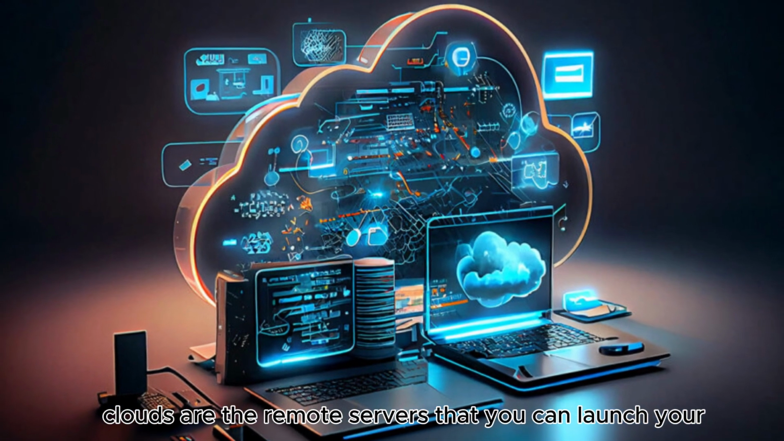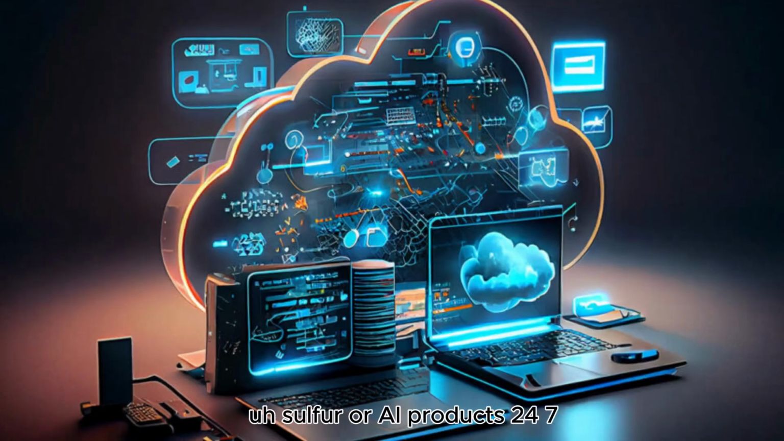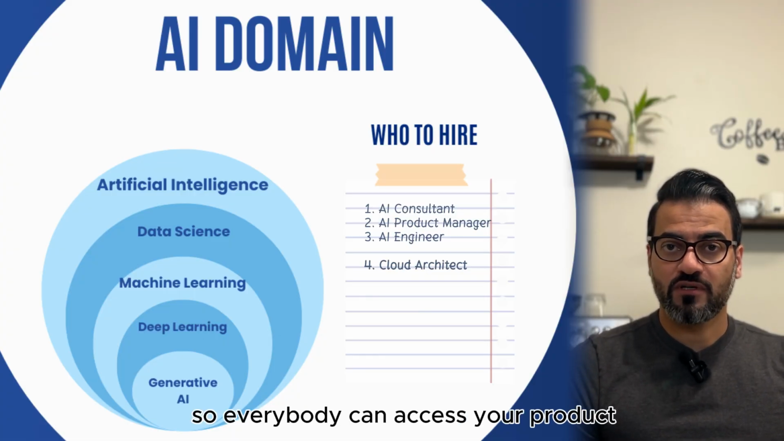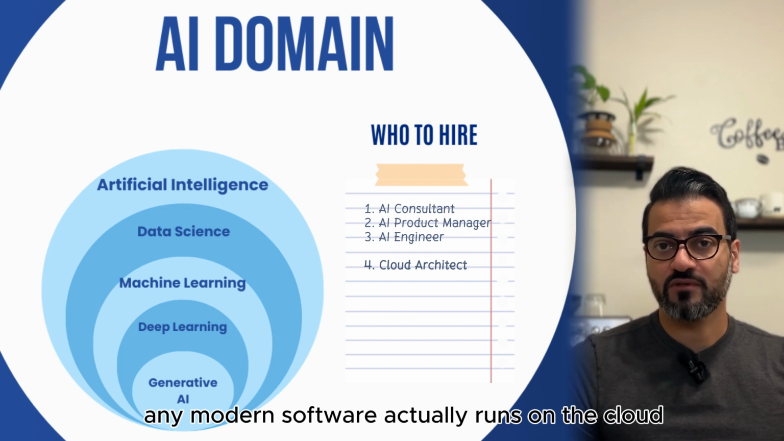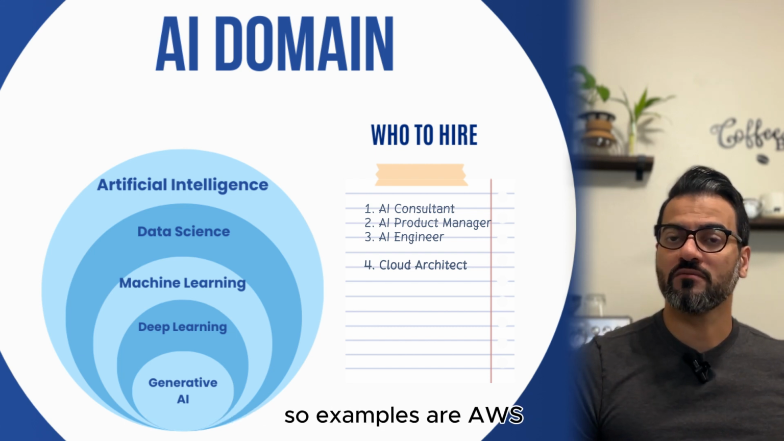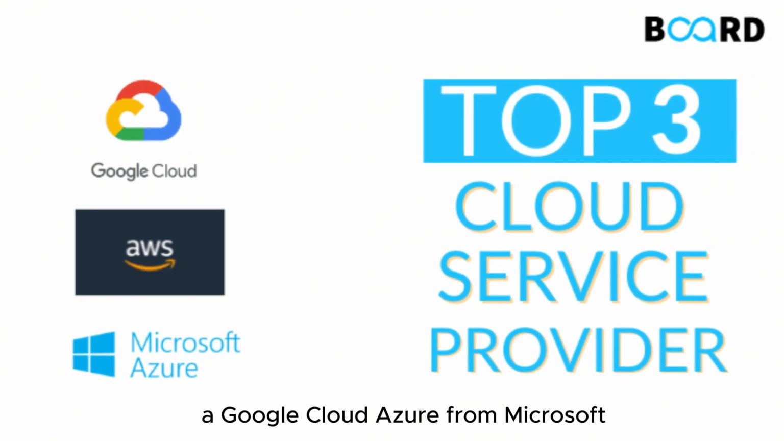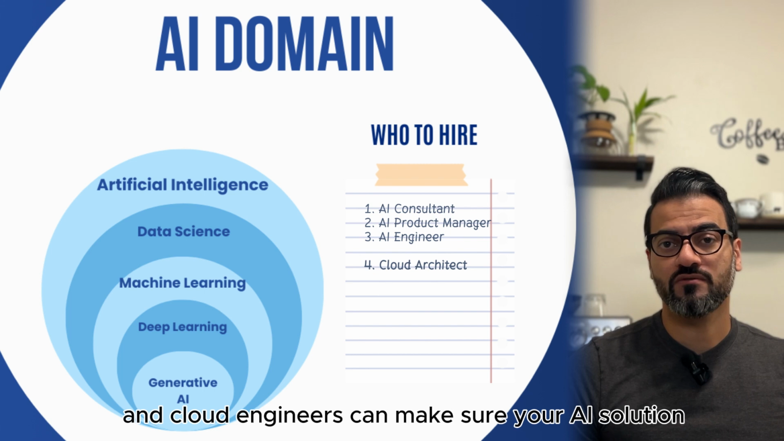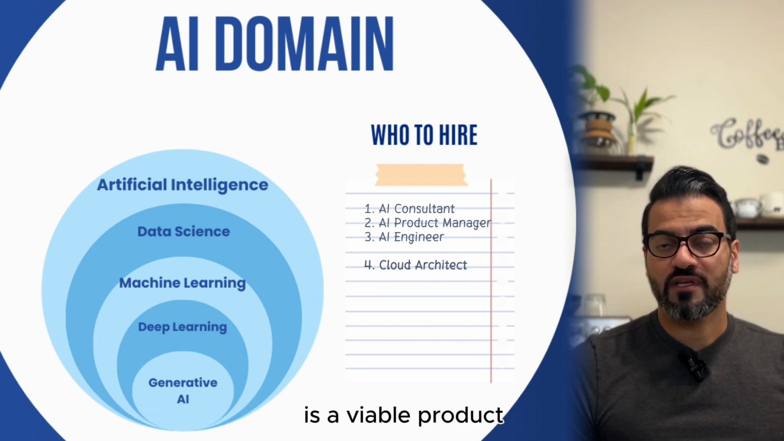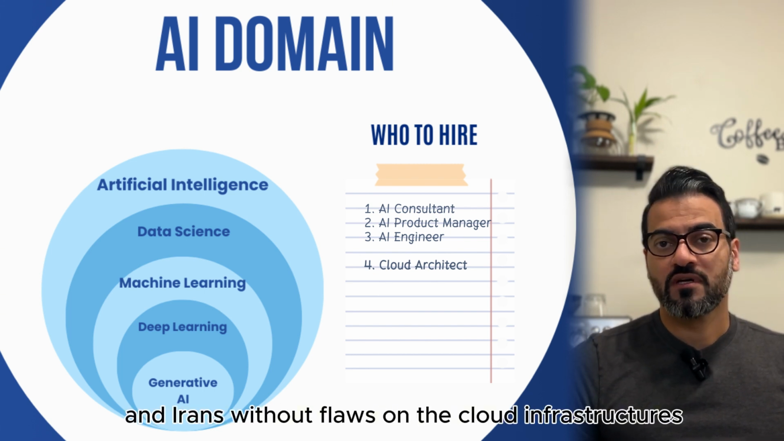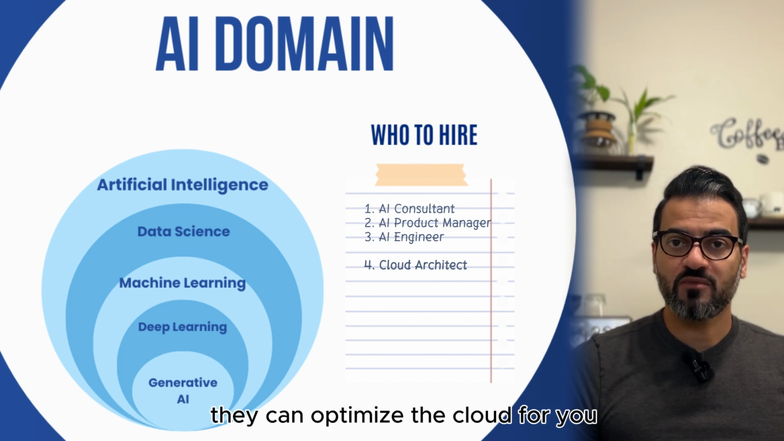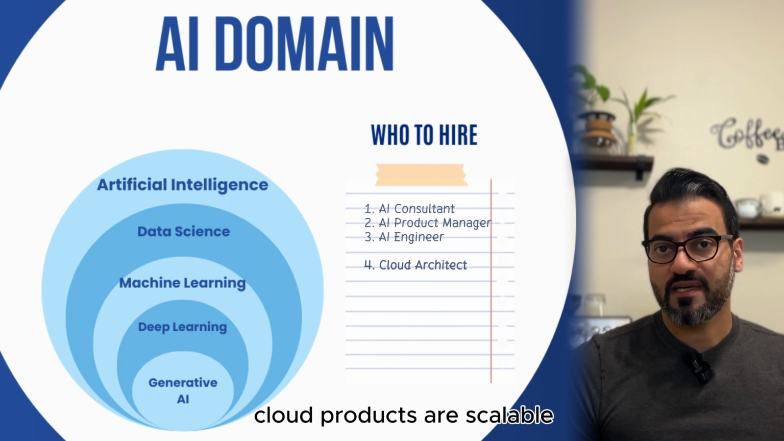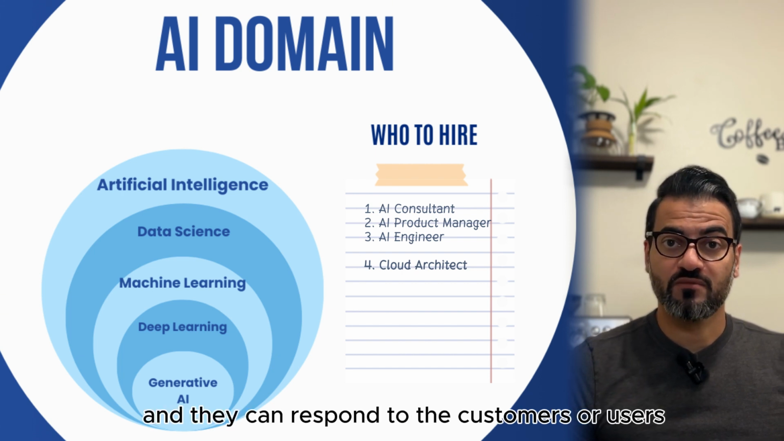Clouds are the remote servers that you can launch your software or AI products on 24/7. So everybody can access your product. These days, any modern software actually runs on the cloud. So examples are AWS, Google Cloud, Azure from Microsoft. And cloud architects and cloud engineers can make sure your AI solution is a viable product and it runs without flaws on the cloud infrastructures. They can optimize the cloud for you. They can make sure that the cloud products are scalable and they can respond to the customers or users.